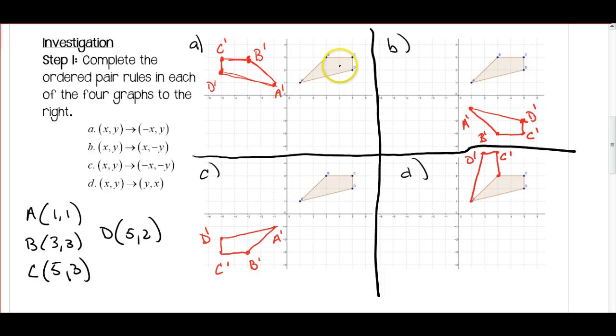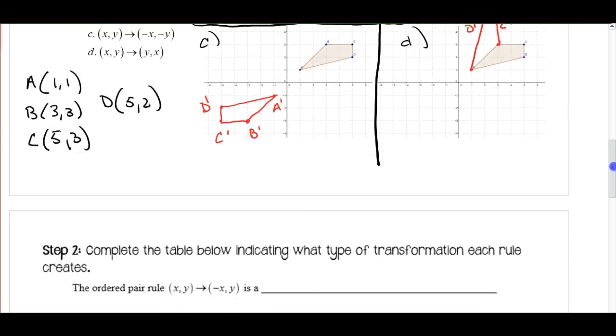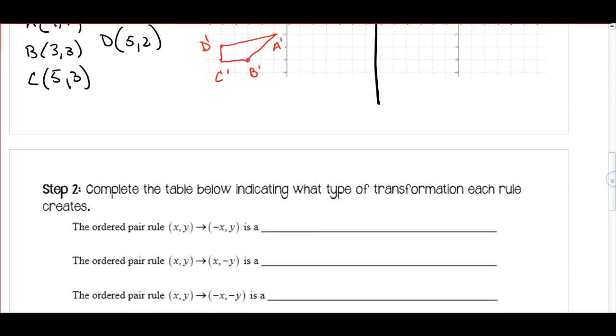For part A, we can see we took the whole figure and we basically flipped it over the y-axis. So this would be a reflection over the y-axis. Let's go ahead and fill that in over here. The ordered pair (x, y) transformed to (-x, y) is a reflection over the y-axis.